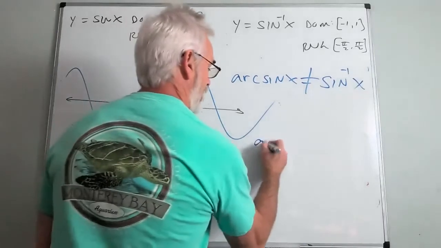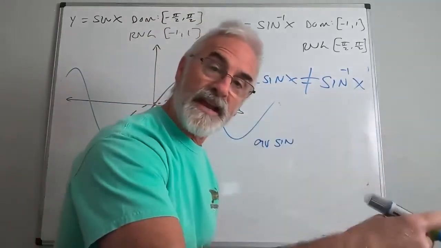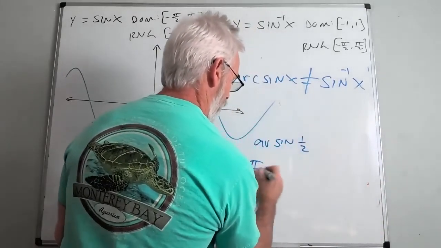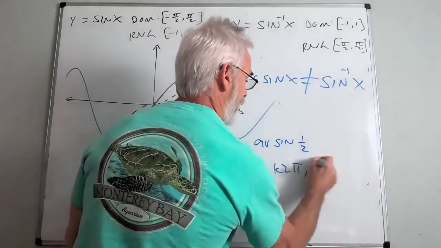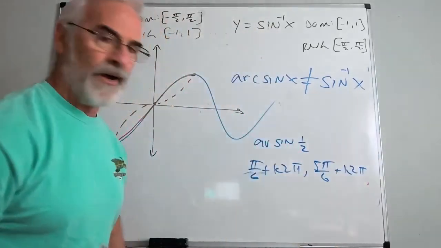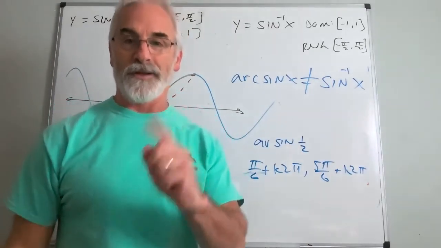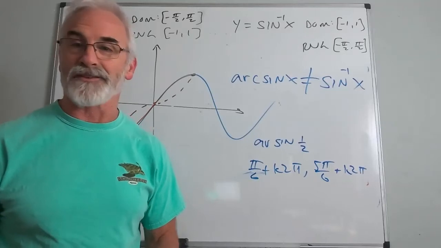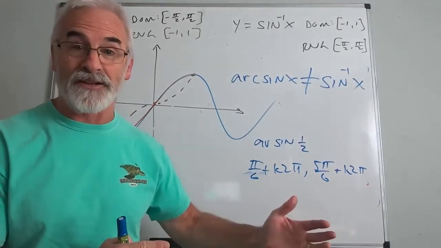So when you ask the arc sine of, remember we said sine of π/6 = 1/2? Arc sine of 1/2 is π/6 plus k2π, comma, 5π/6 plus k2π. It's every possible value. Arc returns every value. Inverse returns one. And I'm amazed that people get this far and they didn't know that they're not the same thing. There's something you would actually have to change about it.